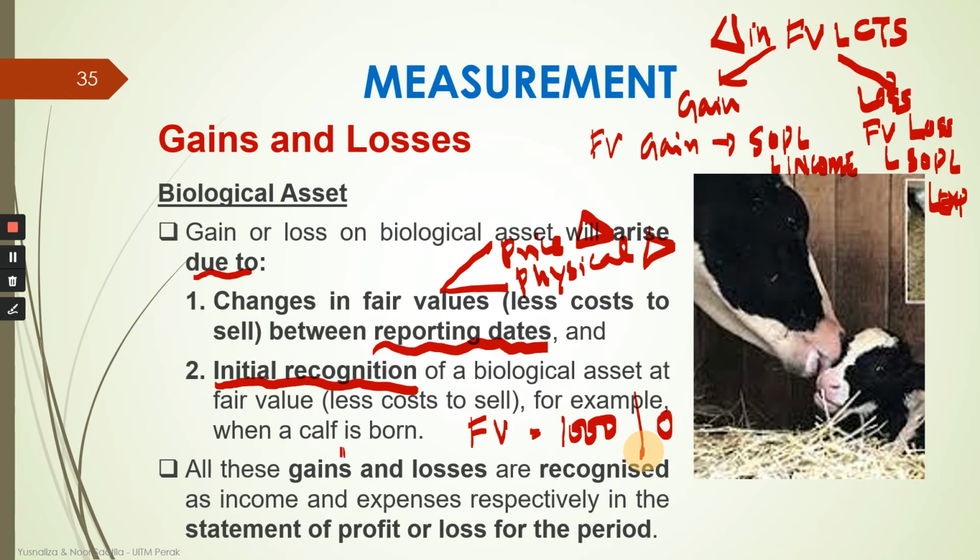recognition. And these gains and losses will be treated similar to MFRS 140 because they use the same fair value model. So it will be an expense if it's a loss, and it will be credited as income if it's a gain in the period where that happened. So if that is in 2000x2, it shall be credited to the income in that year. And if it's an expense, it will also be debited as part of expense in that year.